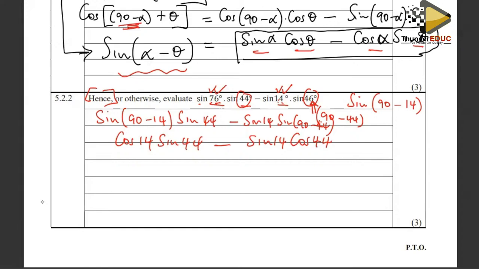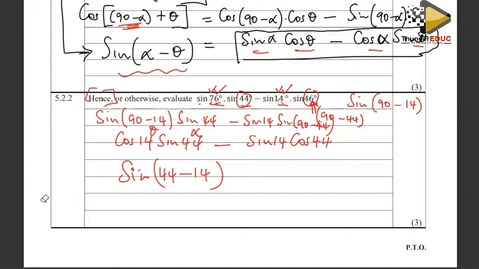Does that make sense? Yeah, it makes sense because 90 minus 44 gives us 46. Perfect. So we have 14 and 44. Then what I'll do, I'll say is the sine. I'll say 44 minus 14. I'll presume that this is my theta and probably that's my alpha. Okay, or you can do it the other way around.